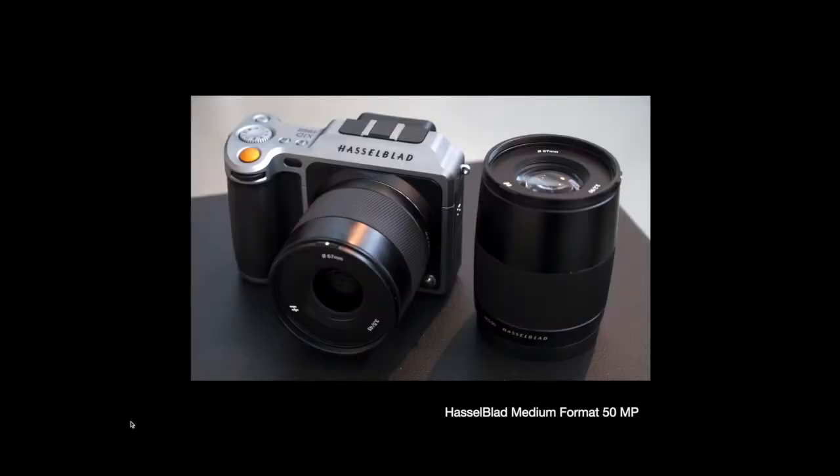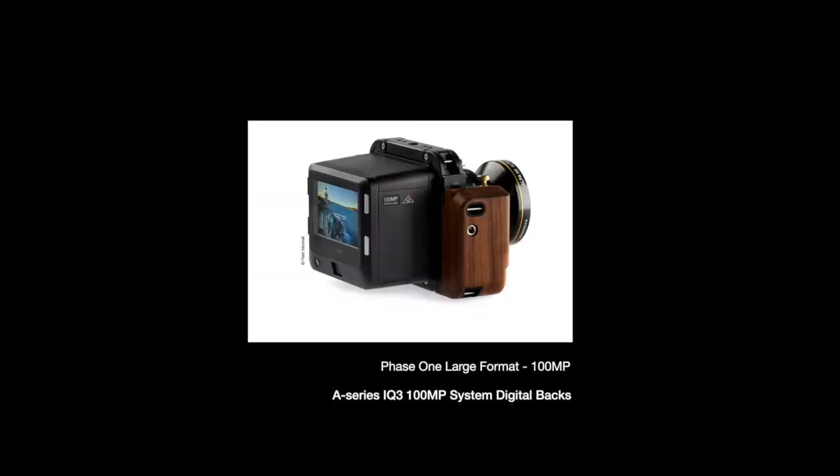Here we have a Hasselblad medium format digital camera. It captures at 50 megapixel and has very good quality lenses with a good aperture range, but is designed for doing studio shoots. Here is a Phase One large format digital camera back with 100 megapixel capture. And Phase One is very well known for having one of the best capture software.